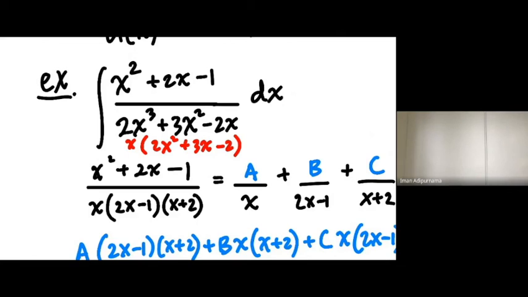Then the top one should be bx plus a constant, if that happens. But if all are linear factors, then the top is a constant: a, b, c. Okay, I think I will just stop here, and I will deliver you the results.